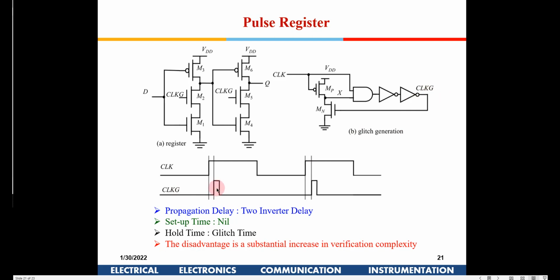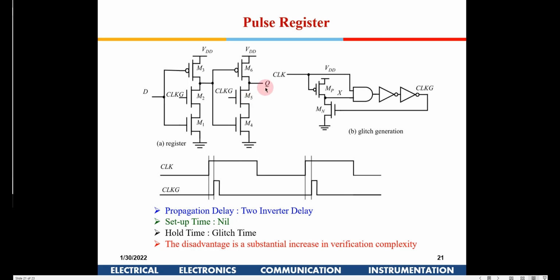It is a small glitch or a very small spike. Here it is shown exaggerated. It won't be this much, it is going to be kind of a glitch here. So during that glitch, D will be sampled and available at Q. So it will act like an edge triggered flip-flop.